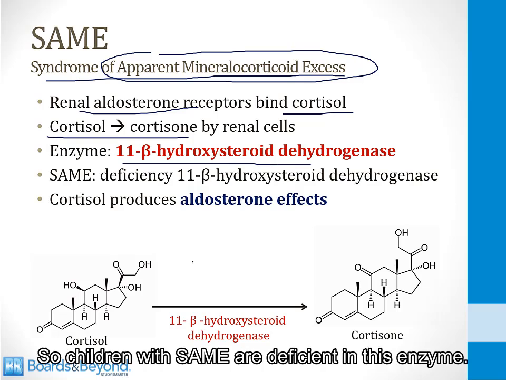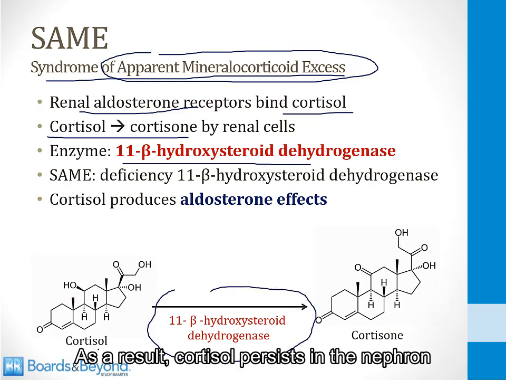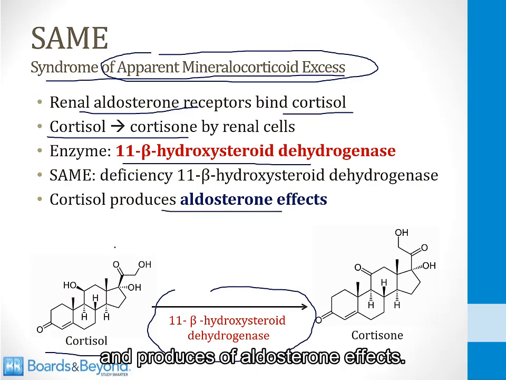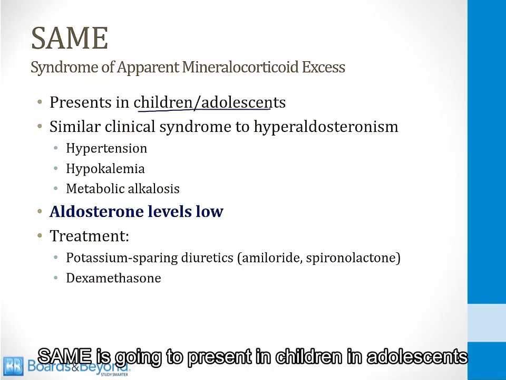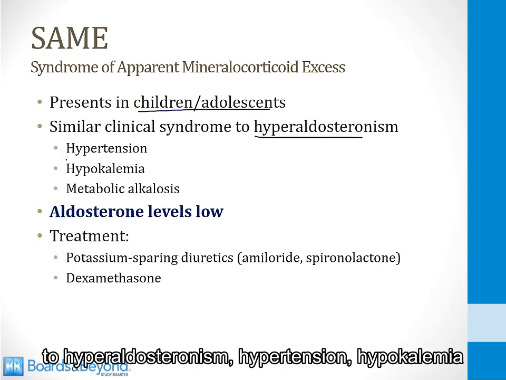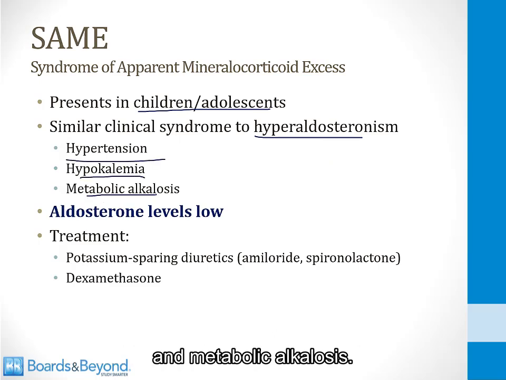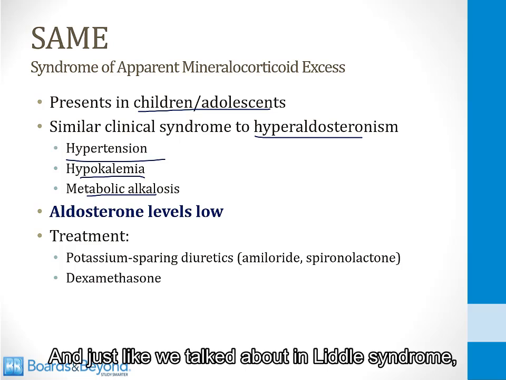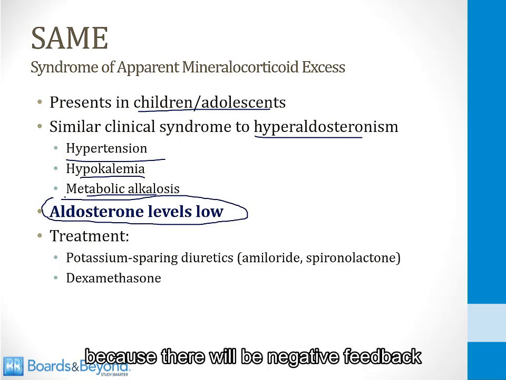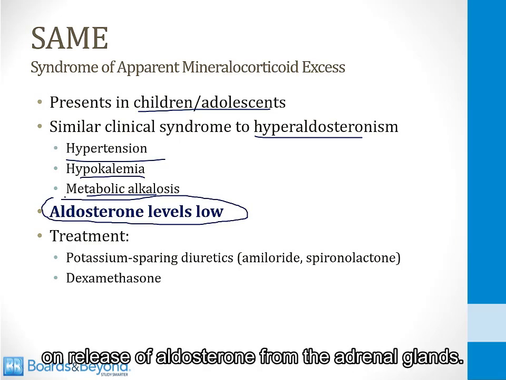So children with SAME are deficient in this enzyme. As a result, cortisol persists in the nephron and it binds to aldosterone receptors and produces aldosterone effects. SAME is going to present in children and adolescents, and it has a similar clinical presentation to hyperaldosteronism: hypertension, hypokalemia, and metabolic alkalosis. And just like we talked about in Liddle syndrome, aldosterone levels will be low because there will be negative feedback on release of aldosterone from the adrenal glands.